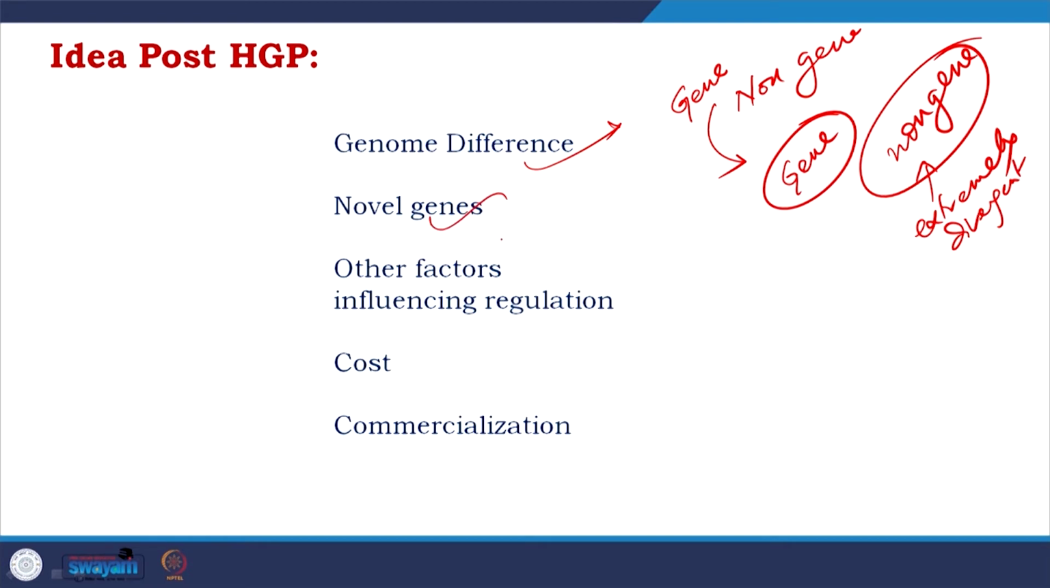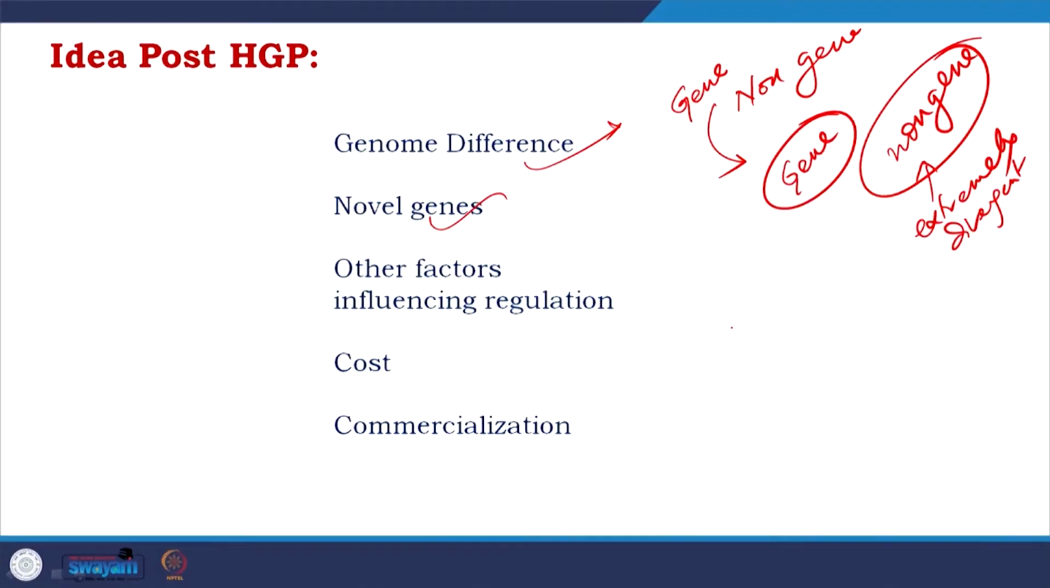There are novel genes coming out. The genes which people have studied so far are the genes we have understood are essential for our life system. But many other genes are now coming out. There are other factors influencing the regulation and control at the replication level, transcription level, translation level.